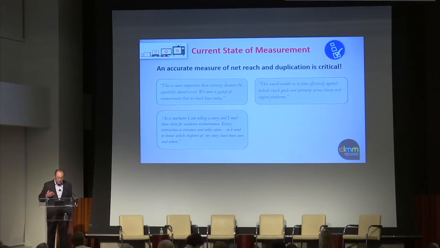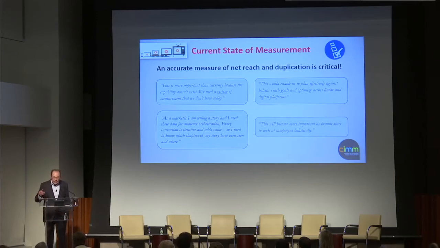As a marketer, I'm telling a story, and I need these data for audience orchestration. Every interaction is iterative and adds value, so I need to know which chapters of my story have been seen and where. And then finally, this will become more important as brands start to look at campaigns holistically. So as the marketers start to change how they look at things, this is going to accelerate the importance of this overall. So there were a few who believed this could be too demanding or that traditional audience measures alone are not enough, that we need to measure better and qualify audiences beyond age and gender surrogates.